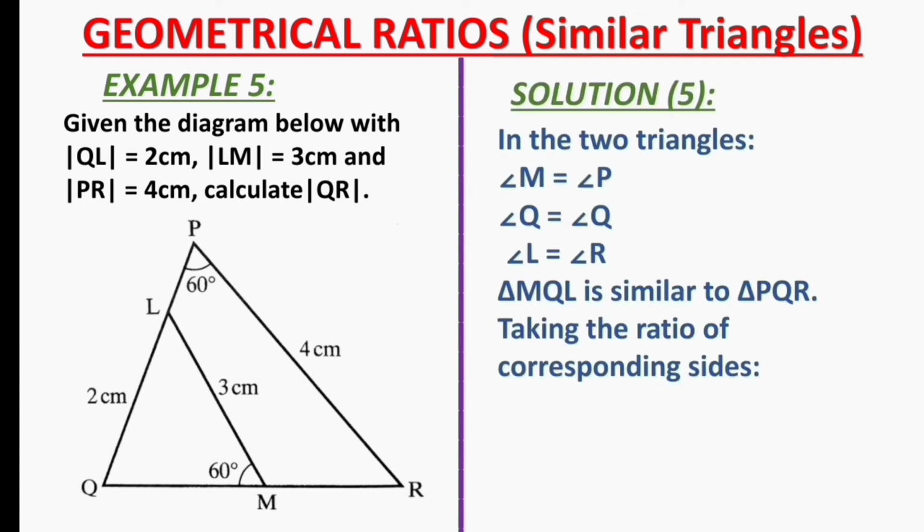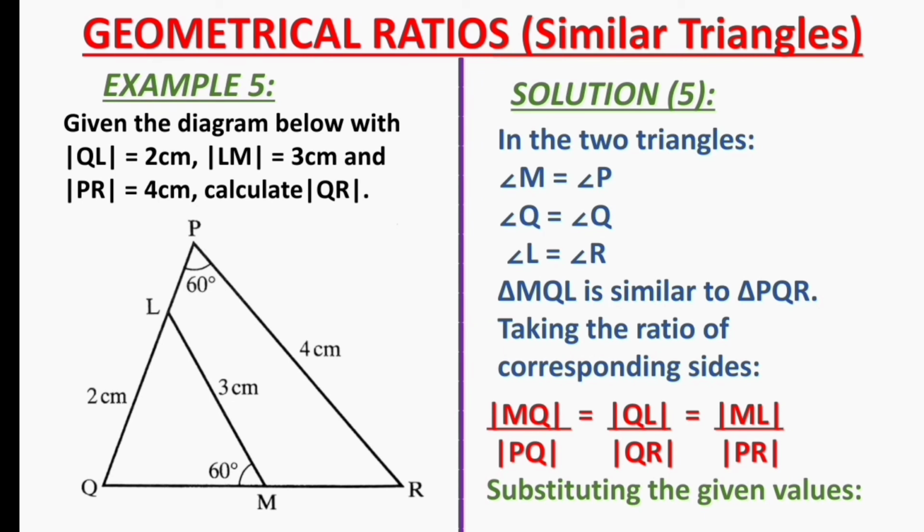From the diagram, in the two triangles, looking at the diagram closely, we can see that the angle at M is equal to the angle at P, talking about 60 degrees each. Of course, the angle at Q is equal to the angle at Q in both triangles, while the angle at L is equal to the angle at R. That means triangle MQL is similar to triangle PQR. Now, knowing this fact, can you take the ratio of corresponding sides of these two similar triangles? Let's see if you can.